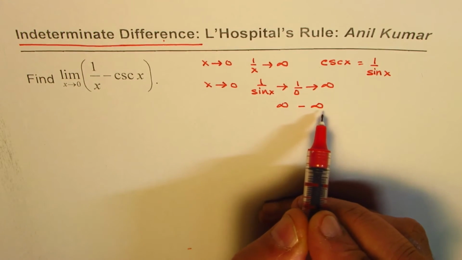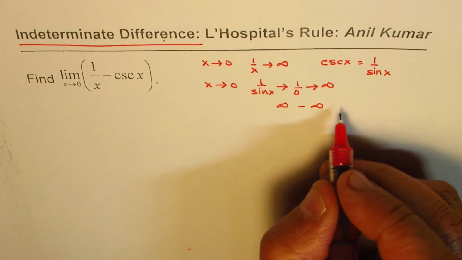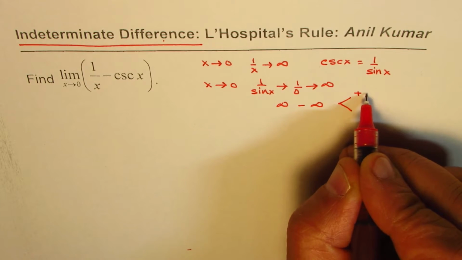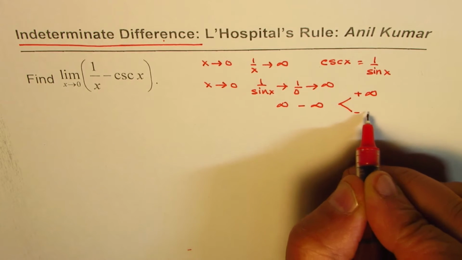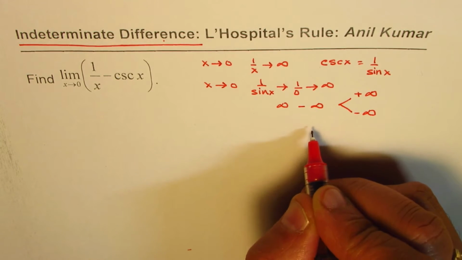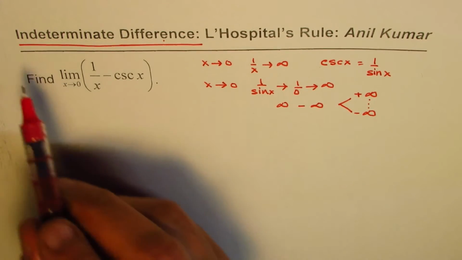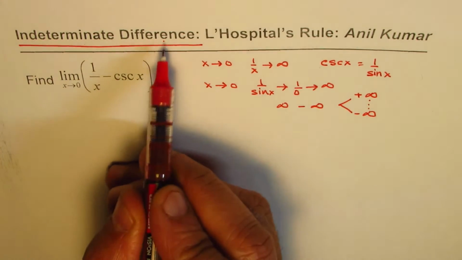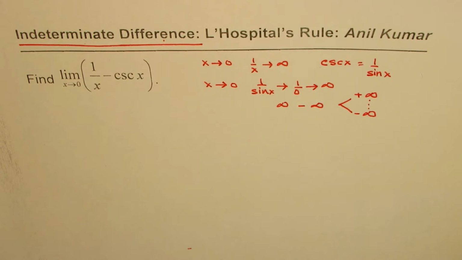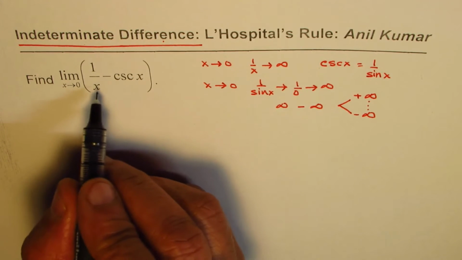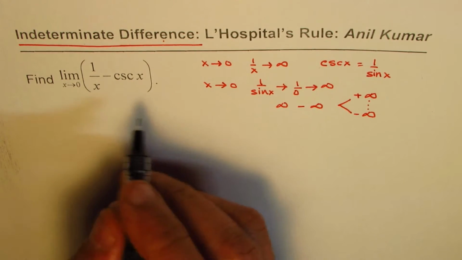We are not very sure whether this will lead to positive infinity or negative infinity or somewhere in between. So that is what we say indeterminate difference, right? Now L'Hospital's rule can be applied to find the limit of such functions. Now let us factor or combine them.